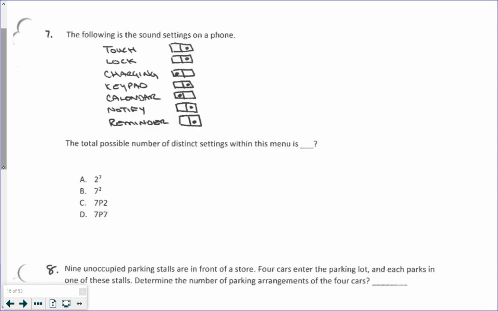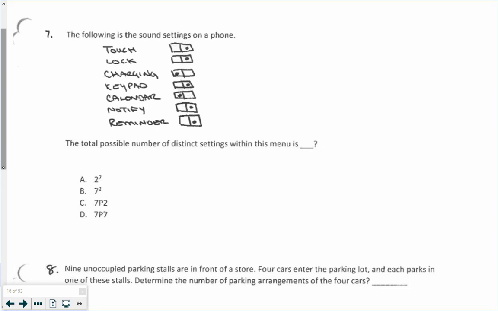The total number of possible distinct arrangements. Each one of them has an on and off position. So touch, you could have on off, lock on off, charging on off, keypad on off, calendar on off, notify on off, reminder on off.